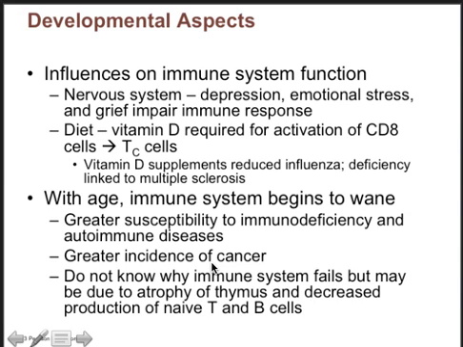We see greater susceptibility to immunodeficiency and autoimmune disorders, as well as greater incidence of cancer. We don't know why the immune system fails, but it may be due to the atrophy of the thymus and decreased production of naive T and B cells as we age.